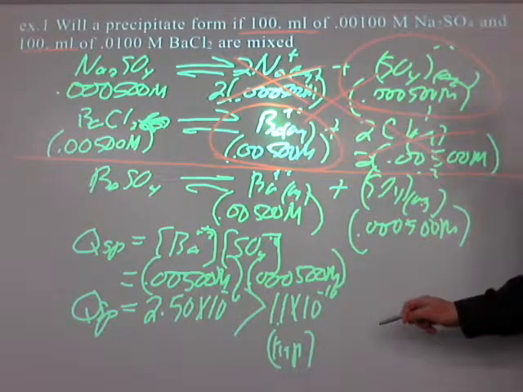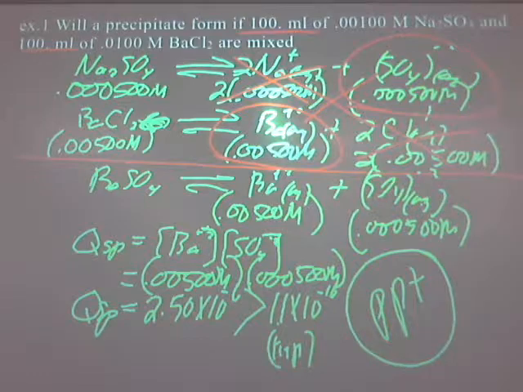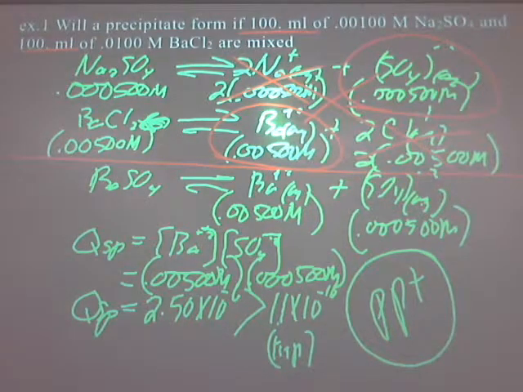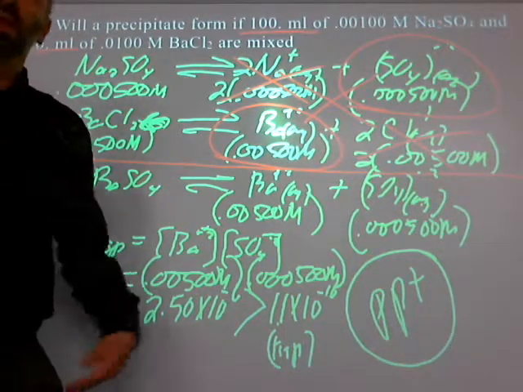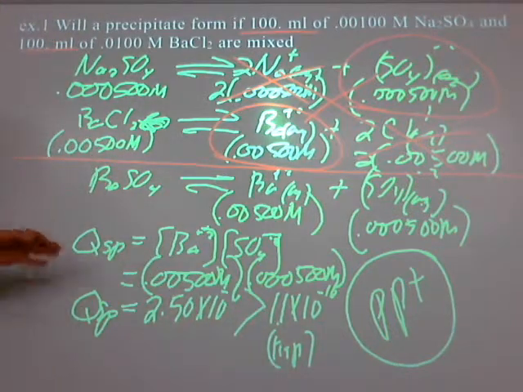So is there a precipitate? Yes, there is a precipitate. And you would simply write that down: yes, there's a precipitate, or just precipitate. On a test or a homework, you might get ones where the answer is no, there's no precipitate, because this number is actually smaller than that one. But in this case, it's larger, so you would see a precipitate form.